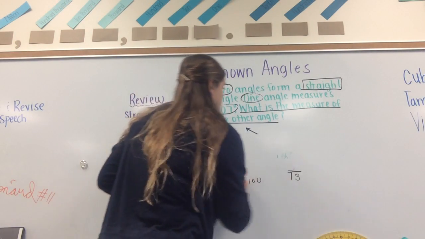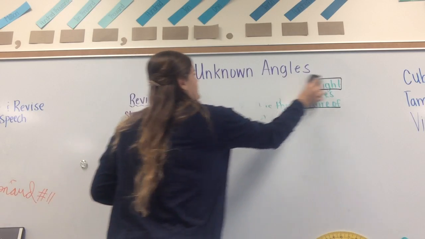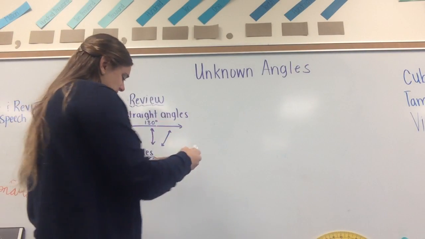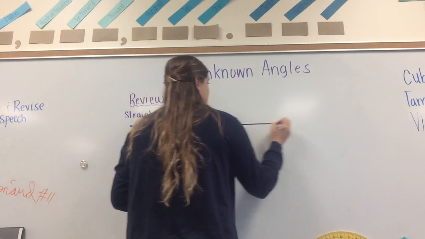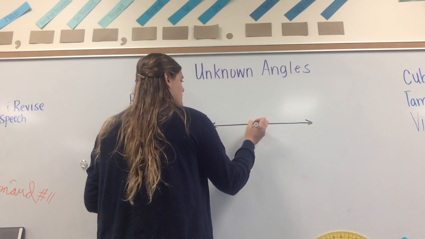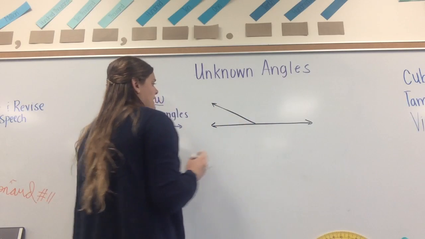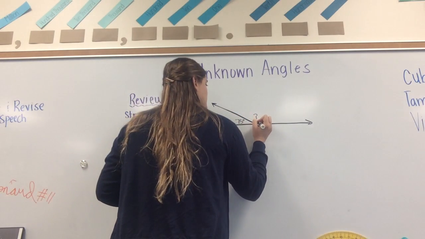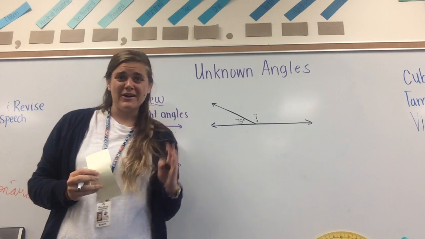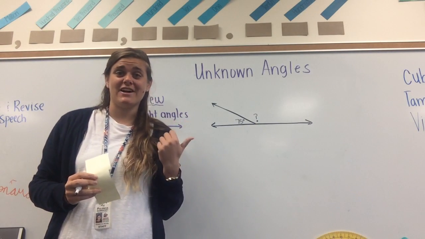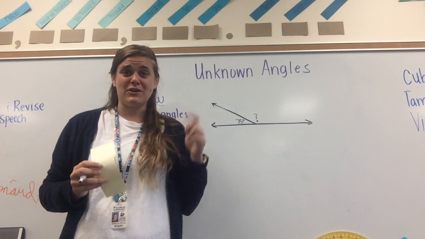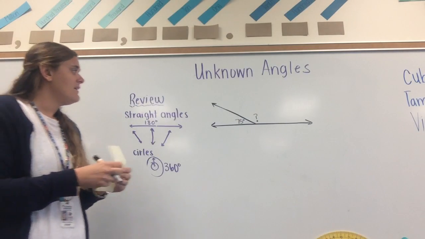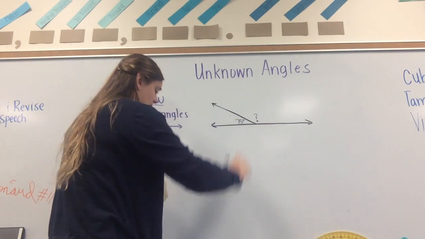Alrighty, here's our next problem. If I have a straight angle and I have an acute angle breaking it up like that, and I know that this side is 75 degrees, what would be this side? I want you to pause the video and try to solve this on your own, and I'm going to go over it after you pause it. So go ahead and hit pause, try to figure out the measure of this angle.